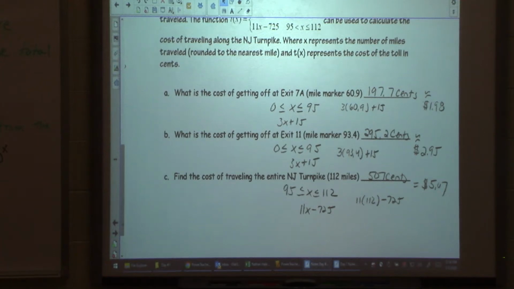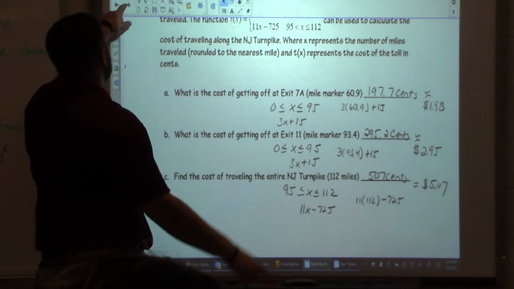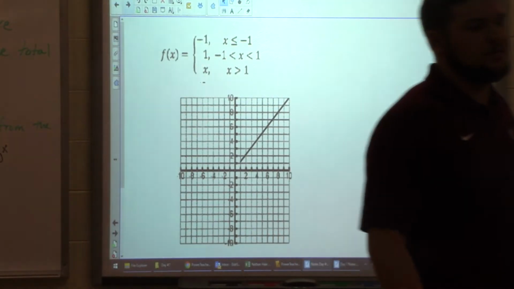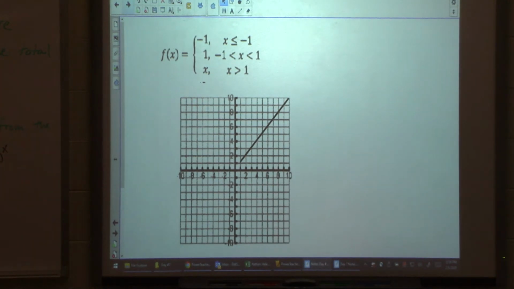Alright, then, let's do our notes. So, there are two graphing problems. We're going to do the second one. Okay? We're not going to do the first one. If we have time, we'll come back to it. We're going to do the second graphing problem in our notes today.